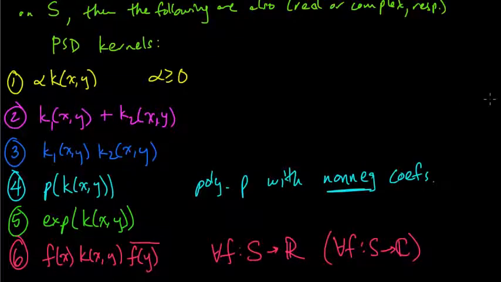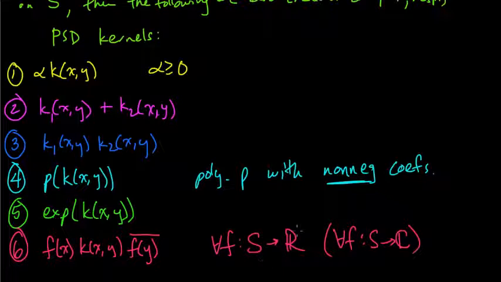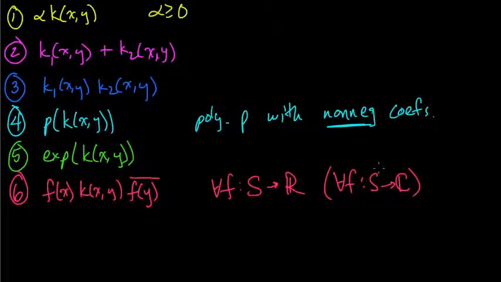In other words, if k is a real positive semi-definite kernel, and we take a real function f, then this defines a new positive semi-definite kernel, real valued. And on the other hand, if k is a complex positive semi-definite kernel, and we take any complex function f, then this defines a complex valued positive semi-definite kernel. And of course, the complex conjugate doesn't play any role in the real case, because the complex conjugate of a real number is equal to itself.